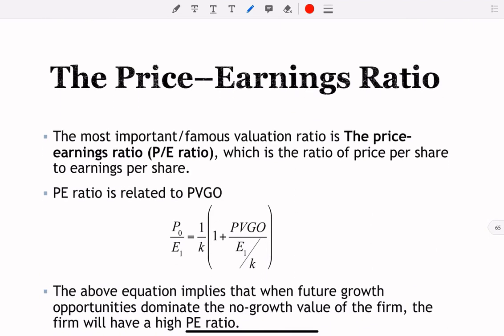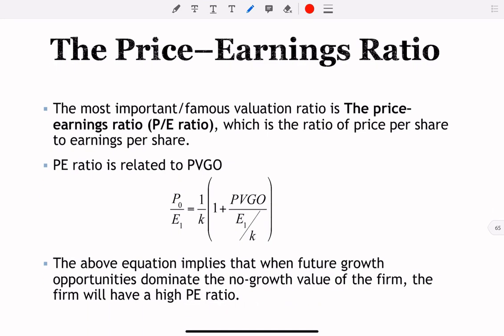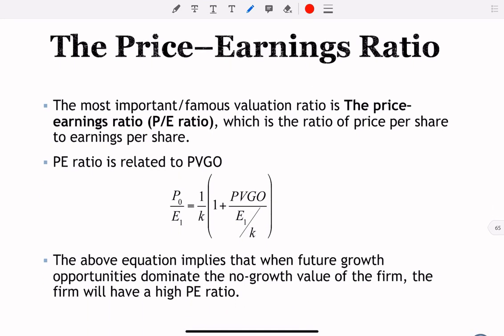Okay, now let's start with the most famous ratio, that is the price-earnings ratio. So basically, the P/E ratio is calculated as price per share, that is the stock price, divided by earnings per share. So how do you get earnings per share? It's basically earnings, that is net income, divided by number of shares. Right? That's how you get earnings per share.